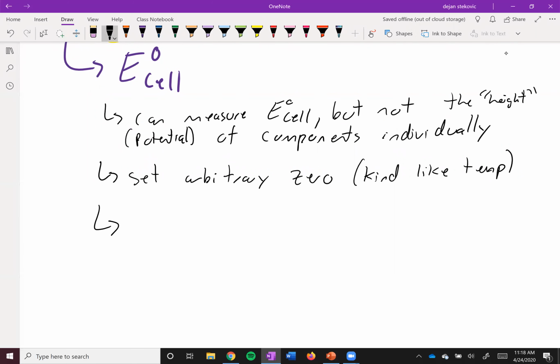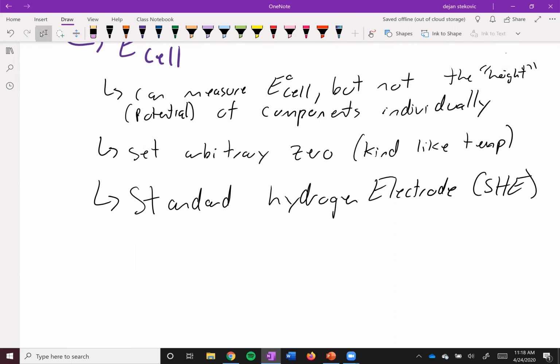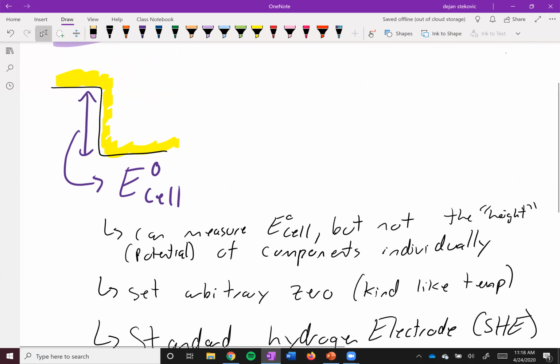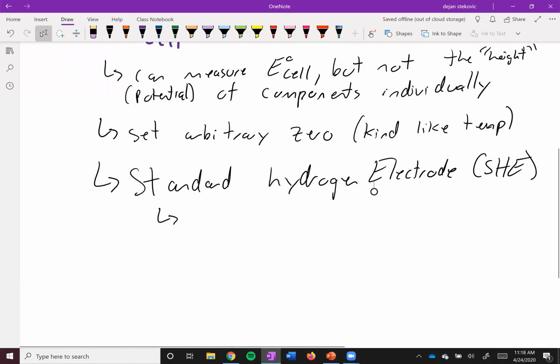And so the arbitrary 0 that was chosen here is what's known as the standard hydrogen electrode, or SHE. So if you're reading publications, they'll give you a potential and they'll say versus SHE, versus this standard 0. So I'm 1 volt above the standard 0, or I'm 1 volt below the standard 0, that kind of thing.